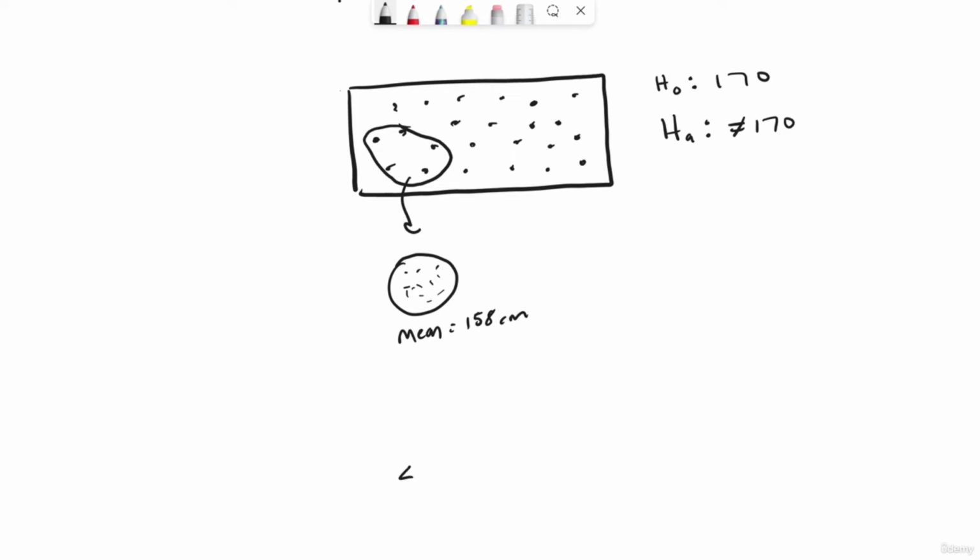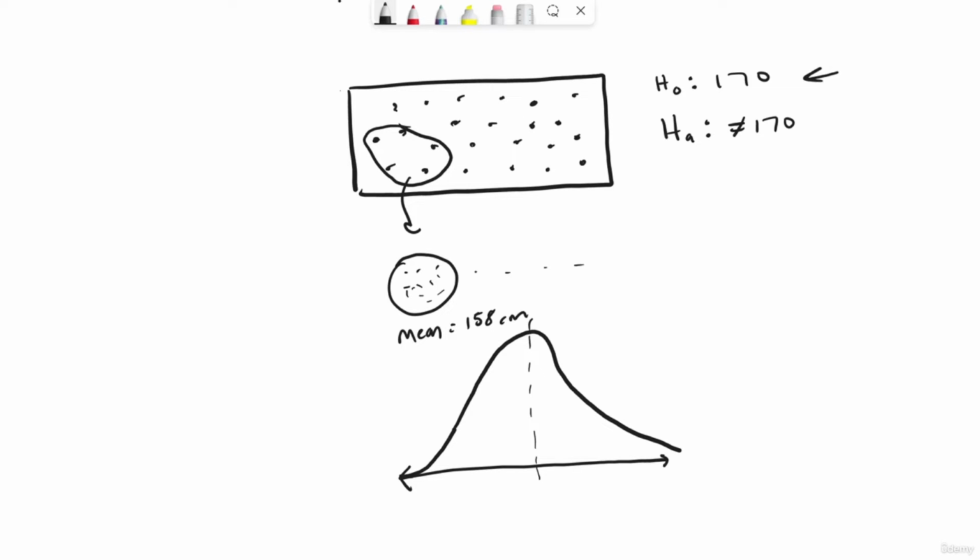And then we go, okay, we're assuming that the null is true. And if the null is true, then based on the Central Limit Theorem, if we took repeated random samples of this size, the sampling distribution would be nearly normal. Its mean would be centered at the true population mean, which we're assuming is 170 here. We're just running with this and assuming it's true. And its standard error, or standard deviation, would be equal to the population standard deviation divided by the square root of our sample size.